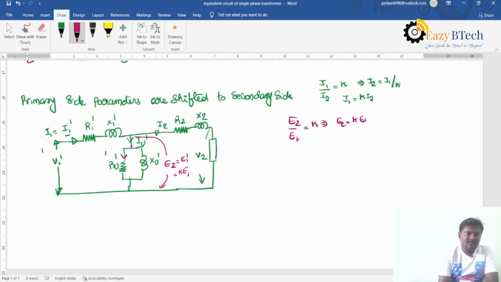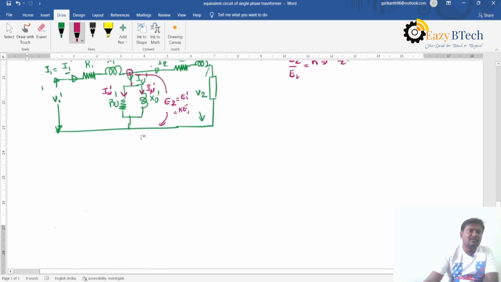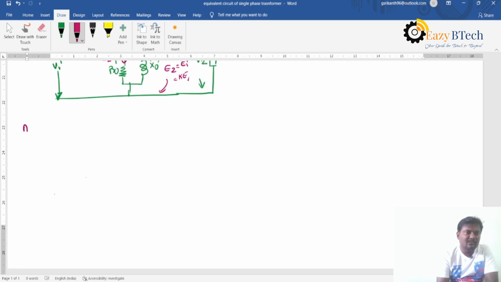So the current which is flowing through R0 dash is IW dash, and this one is I mu dash. We can apply the KCL at this node. Finally, I1 is equal to I2 bar plus I0 bar. But by observing these two circuits, we can't add R1 and R2 dash, X1 and X2 dash directly. Why? Because in between the middle branch and no load branch is present. So that's why we are going for the approximate equivalent circuit with some assumptions.